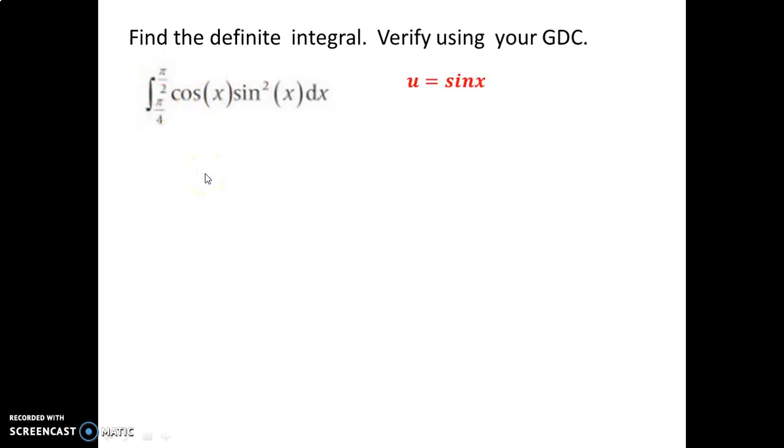And now let's check our work. So I set u equal to sine x, because here we have sine squared x, or sine x squared, so I made u sine x. Therefore, du over dx is cosine x. That's the derivative of sine x. So I see cosine x here, I see sine. I can make a substitution now.